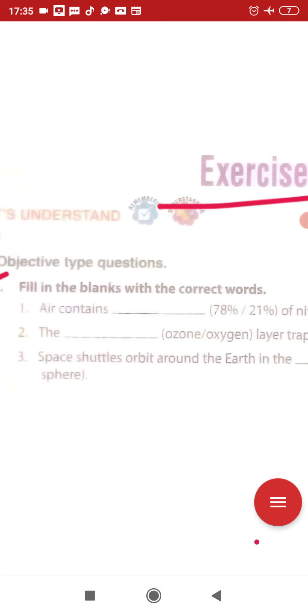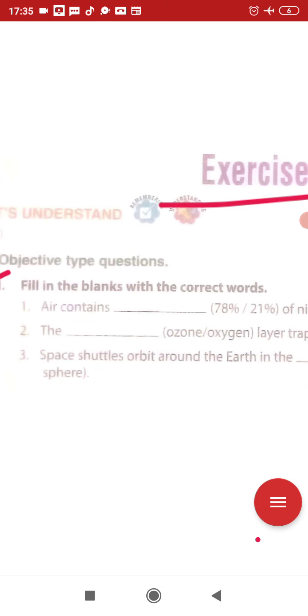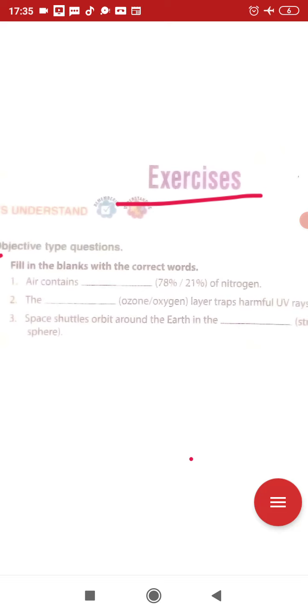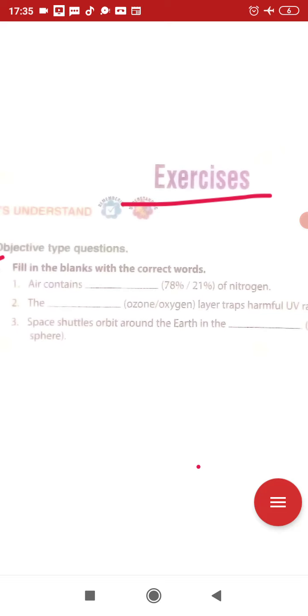Look at the first statement. Air contains 78% or 21% of nitrogen. The composition of air we have already understood. We know that air is the mixture of different gases. That is the homogeneous mixture. So what are the gases found in air? You know that nitrogen, oxygen, carbon dioxide, water vapor, helium, hydrogen, neon, argon, xenon, krypton. These all gases are present in air, and that is the mixture. Air is the homogeneous mixture of different gases.